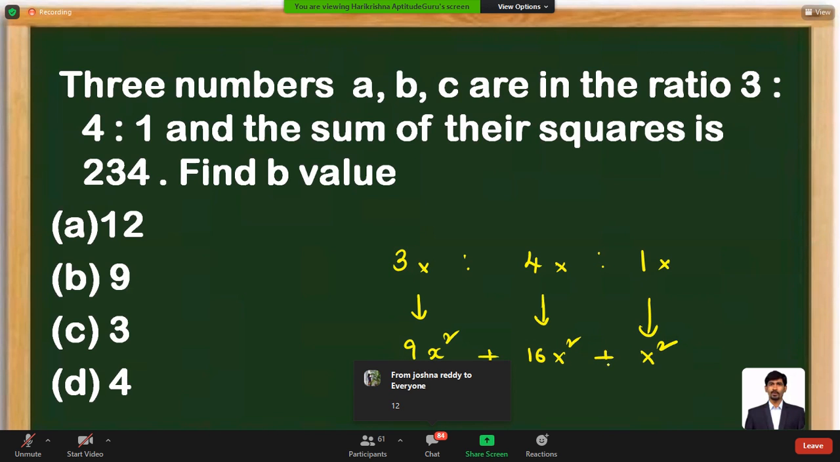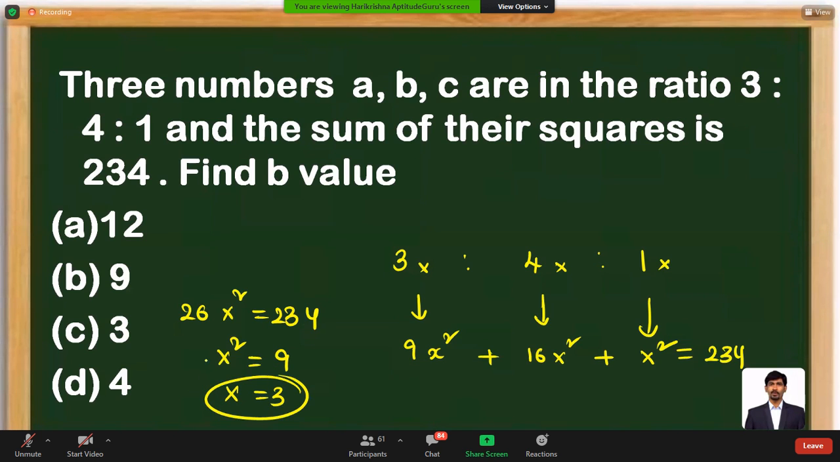Sum of these squares will be 234. That means what is the sum of these numbers? 26x square is equal to 234. From this x square will be equal to 9. From this x is equal to 3. What is b value is the question. 4 into 3, 12. Mark your answer as option A.